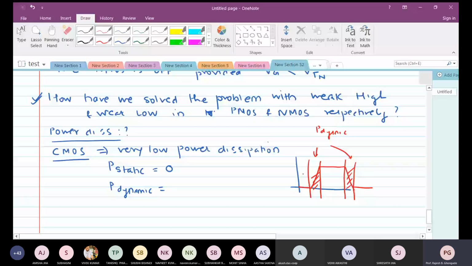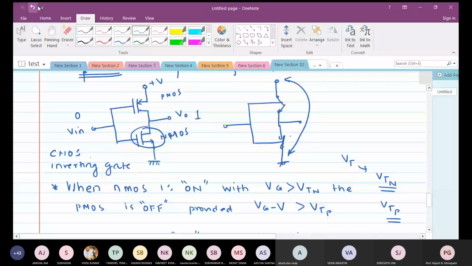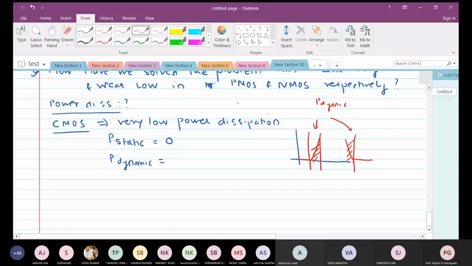For example, here, in this section, there is no power dissipation. Okay, just one second. So in this section, there is no power dissipation. In this section, there is no power dissipation. Those green areas. Okay? Are you getting this?